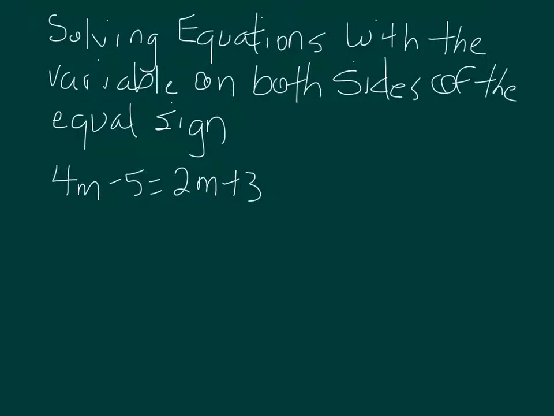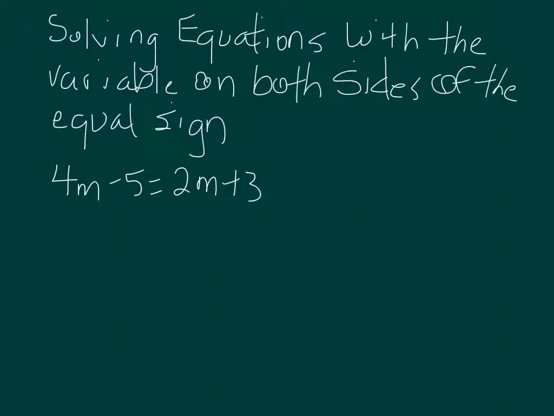In this video, we're going to be looking at solving equations with the variable on both sides of the equal sign. So let's look at this problem. 4m minus 5 equals 2m plus 3. We are going to combine like terms.